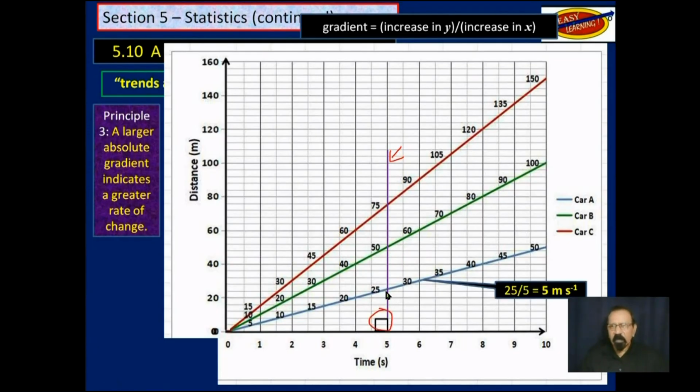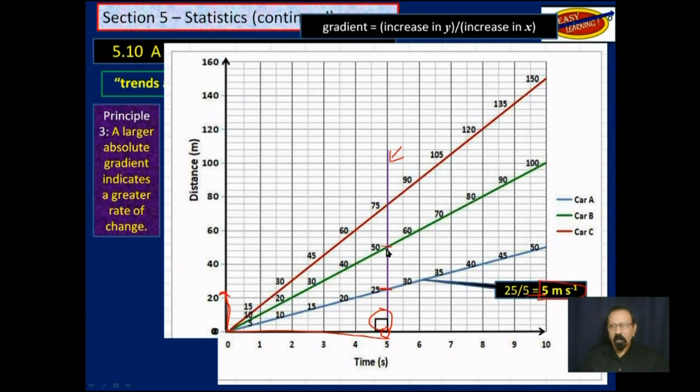The gradient for this line here is 25 divided by 5, which is 5 meters per second. That is 25 on the y-axis divided by 5 on the x-axis. All of them will be 5 on the x-axis. And so we get 5 meters per second.